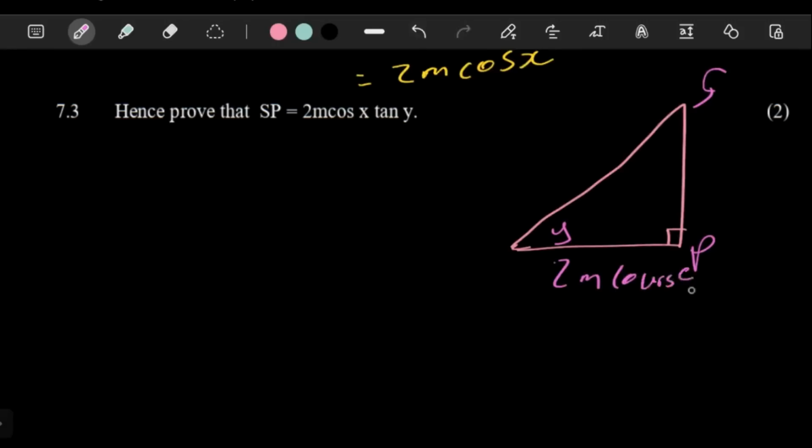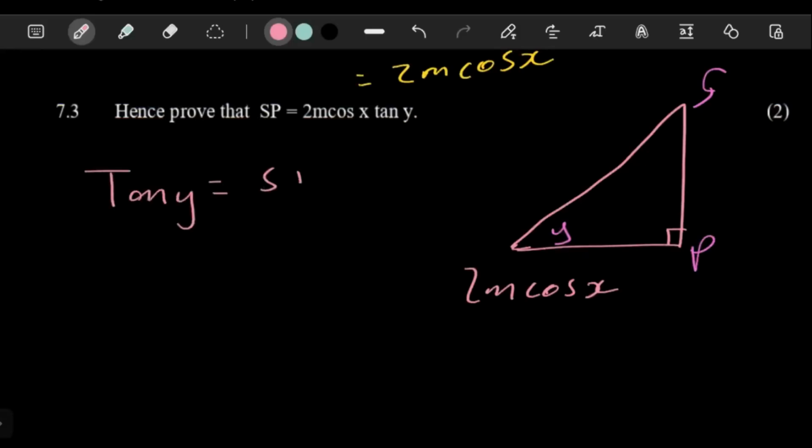2m cos x, yes. So that's going to go here. So if you're going to get SP, you can just use normal trigonometry. Opposite over adjacent, so you can use tan y. It's got the opposite, which is SP, and the adjacent, which is this item here, 2m cos x.